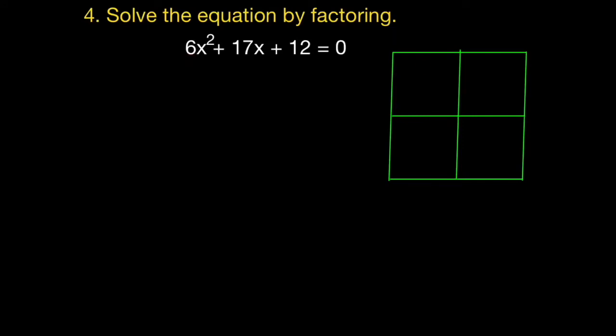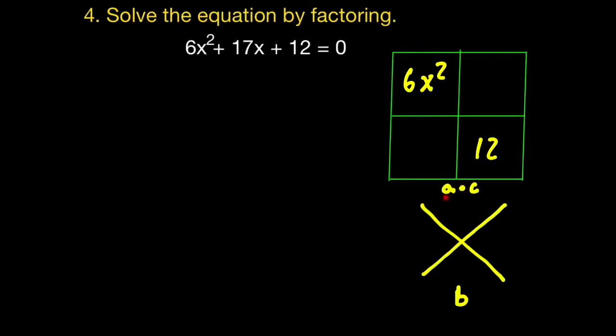To do that, I'll begin by recording the leading term on the left. That would be the 6x squared. And I'll record the c term on the bottom right. That would be the +12. And to find the two missing entries, I'll use a modification of the x method. I'll begin by recording the value of a multiplied by c. So here that'll be the 6 multiplied by the 12, we get a 72. And the b term is +17.